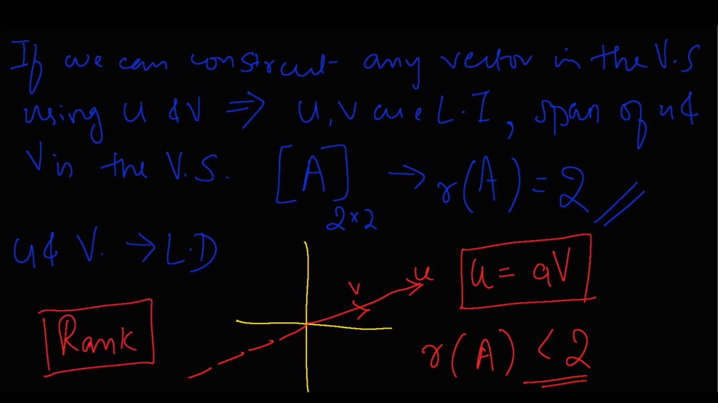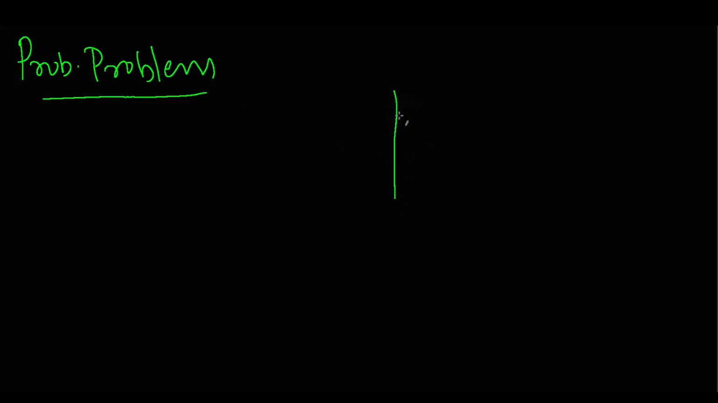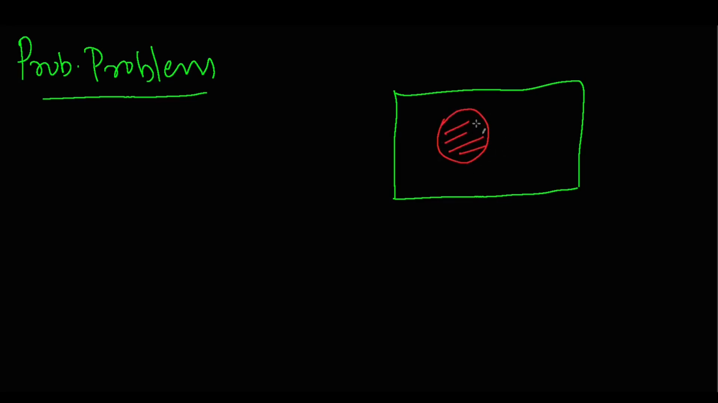So let's do a probability problem. So let's say there is a rectangular floor. We are standing in a top floor and we are looking at it, and there is a circular design on the floor. Now we would like to drop a ball from the top. We are dropping a ball from the top.